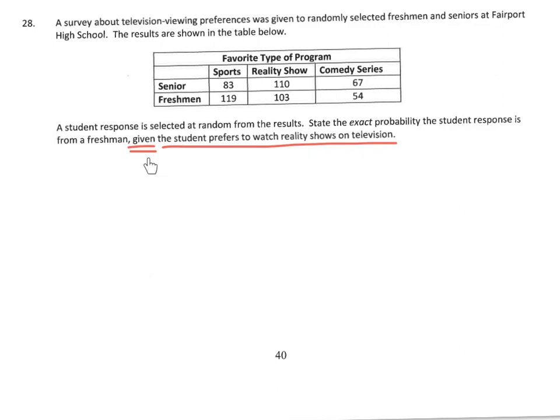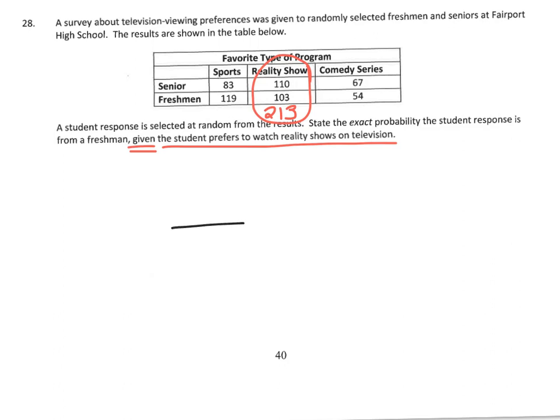So if this is the given category, we know we're only going to look at that column or that row. So if we're given they watch reality shows, here's reality shows, it's going to be the top of a column. So we're only going to look at this column. All right, so let me just kind of circle it. Now, within that column, we know how many were seniors and how many were freshmen, but we might as well total that up. And if we total that up, that gives us 213.